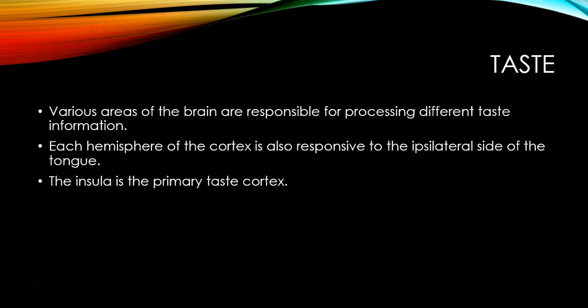Various areas of the brain are responsible for processing taste information. Each hemisphere of the cortex is also responsive to the ipsilateral side of the tongue, same side of the tongue. So this is the one sensory modality that goes to the same side. And then primary taste cortex in the brain is called the insula. So that's where information is first sent to the cortex, to the insula.